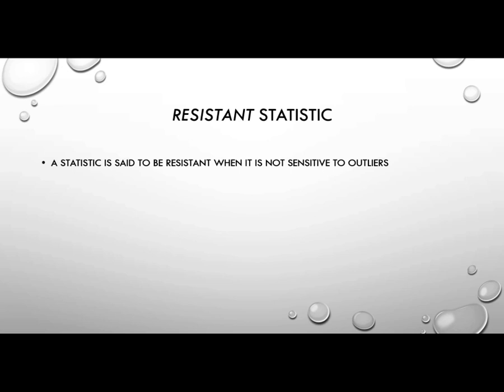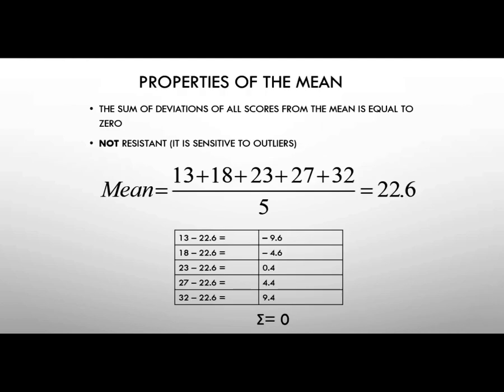A statistic is said to be resistant when it is not sensitive to outliers, but however, the mean is not a resistant statistic. It is indeed sensitive to outliers. So here's just a quick sample. If I have these 5 scores, 15, 18, 23, 27, and 32, I add them up, divide by 5, and I get my average, my mean of 22.6.